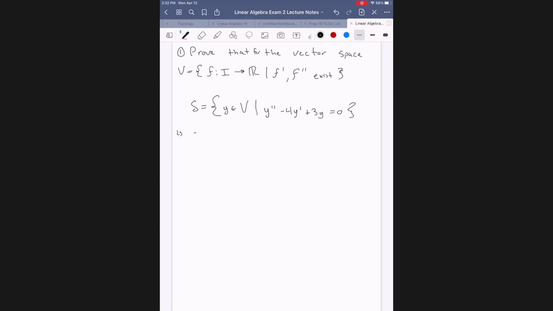So, like I said, the midterm is going to cover everything in those past two chapters. And in those past two chapters, we covered a lot. So, first of all, question number 1. Prove that for the vector space V equal to the set of all functions from some interval to R such that the first derivative and the second derivative exist, the subset S equals y in V such that it satisfies this, is a subspace.